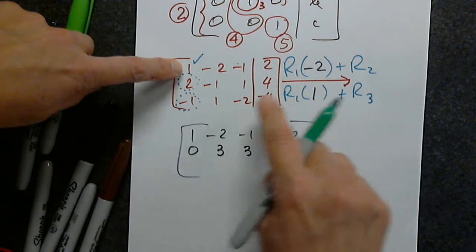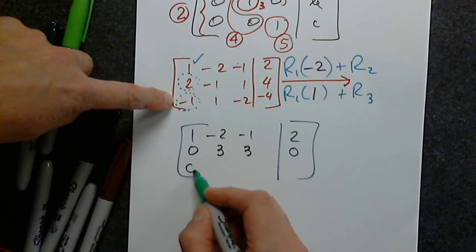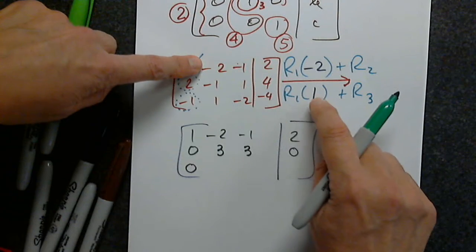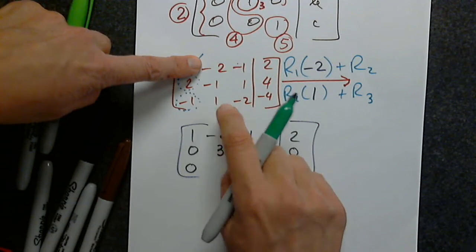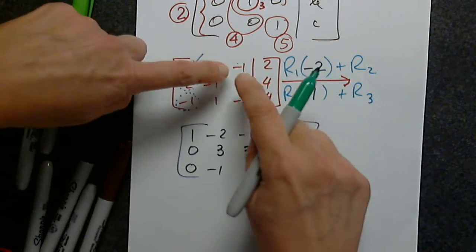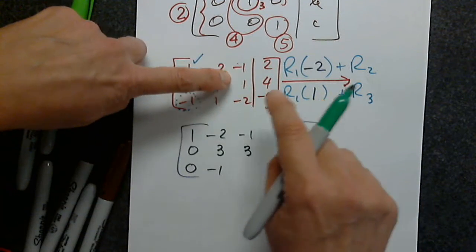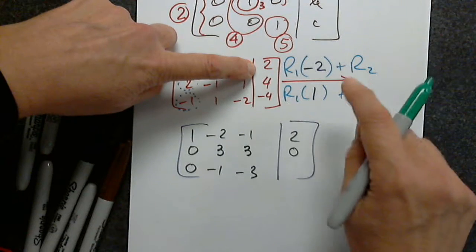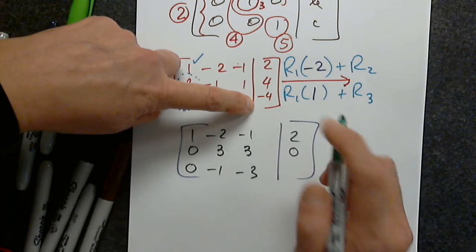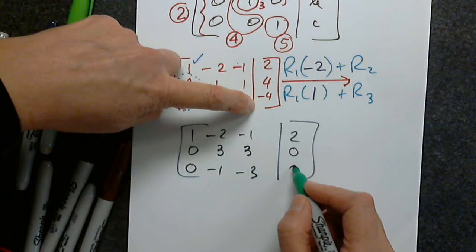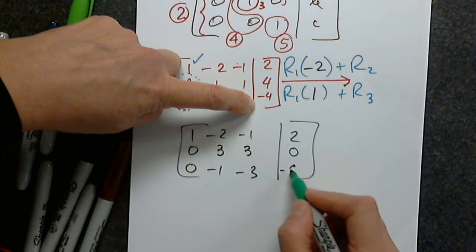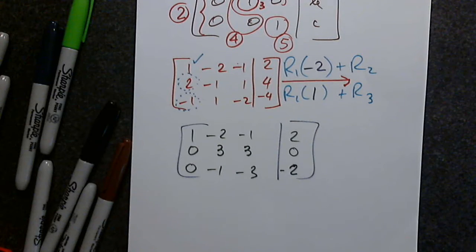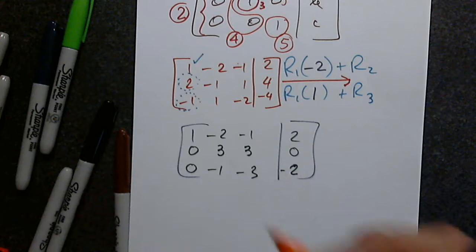1 times 1 minus 1. -2 times 1 plus 1. -1 times 1 minus 2. 2 times 1 minus 4. Yes. What have we accomplished? A lot.